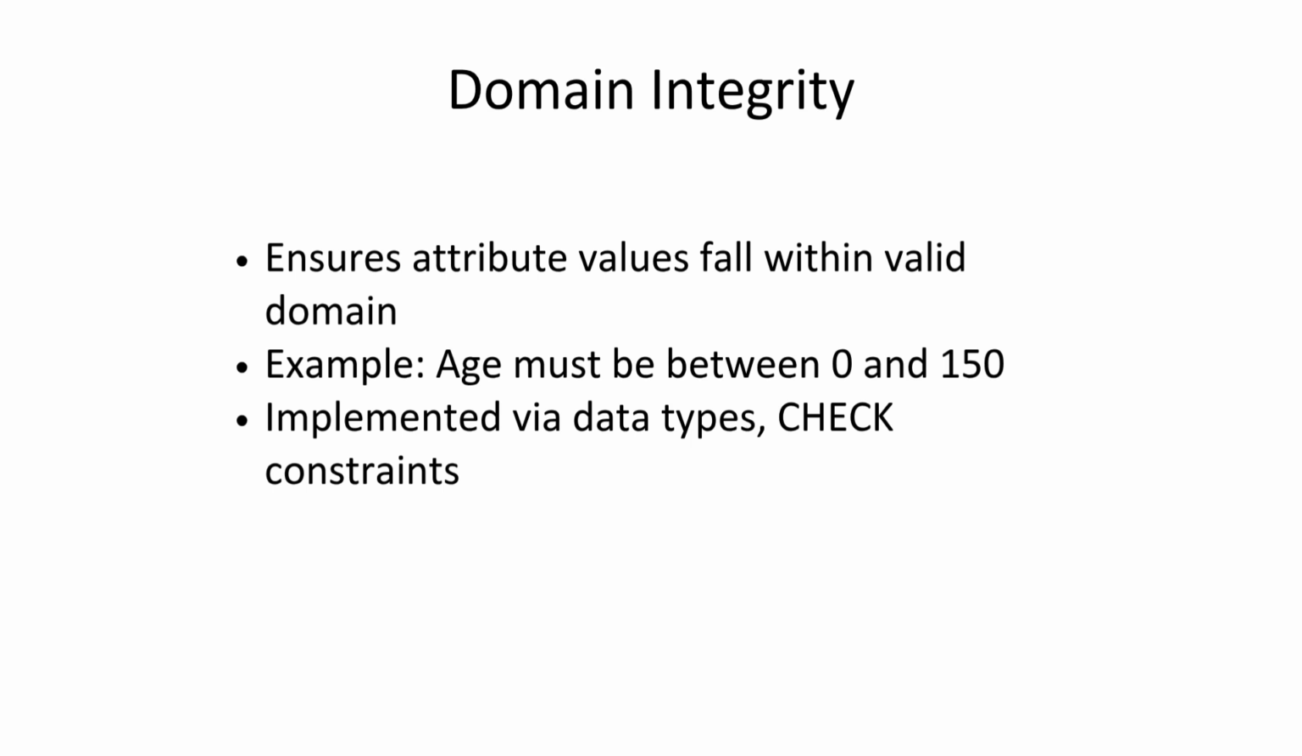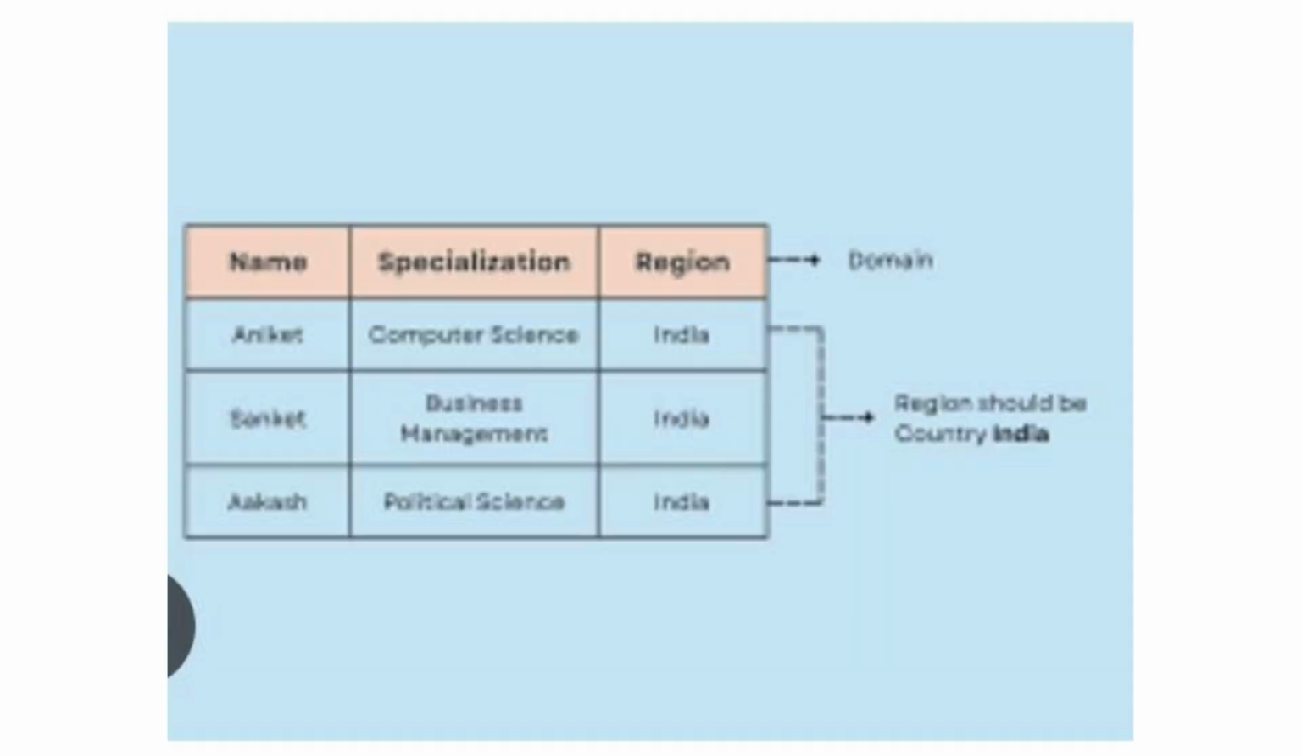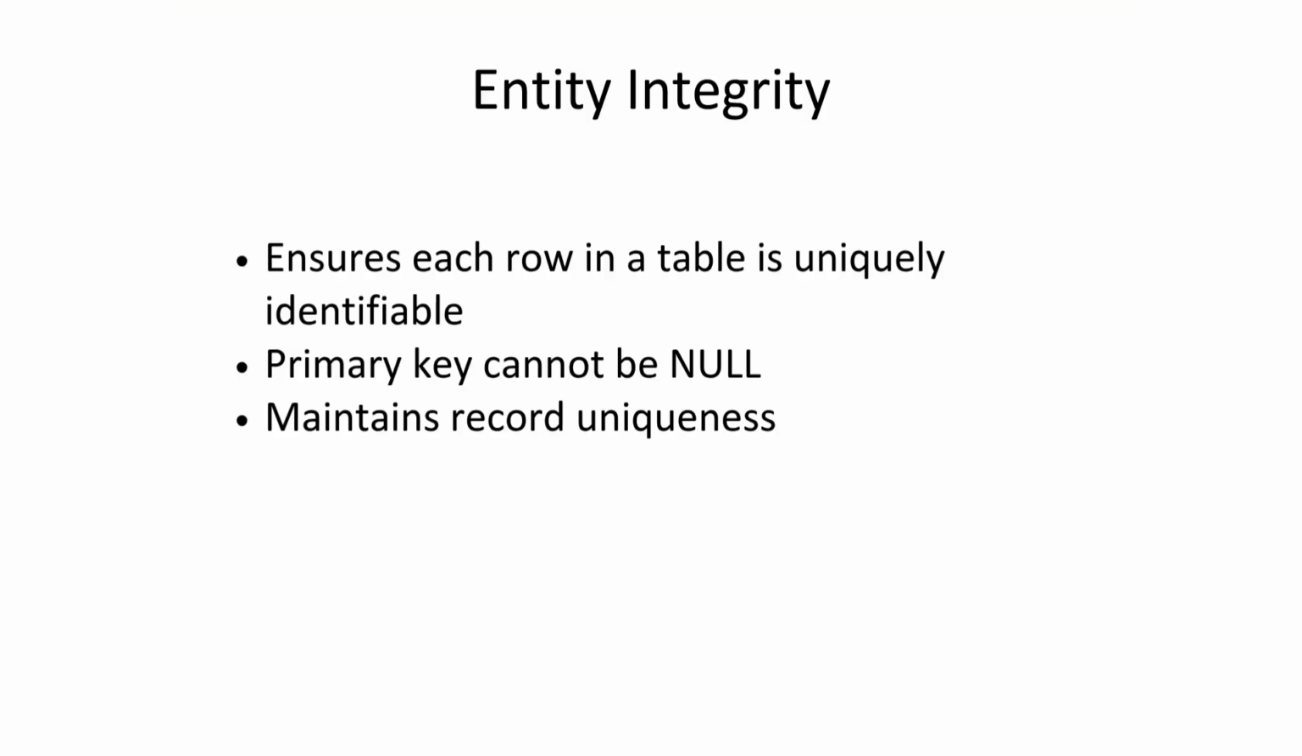Domain integrity. Domain integrity ensures that values entered into a column are valid and appropriate. For example, a salary column should only contain positive numbers, and a date of birth field should only have date values. This is enforced using data types, constraints like check, or default values. By enforcing domain integrity, we prevent incorrect or corrupted data from entering the database.